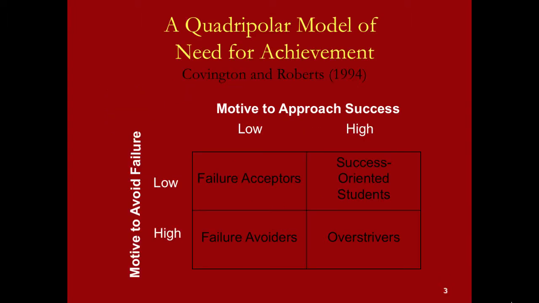Let's revisit our matrix from last week and examine the 3 indices of motivation. What would these indices look like in each of these boxes? Looking at these 4 types of students, the failure acceptors, success-oriented students, failure avoiders, and overstrivers, who would choose to engage in learning and choose a more challenging task?